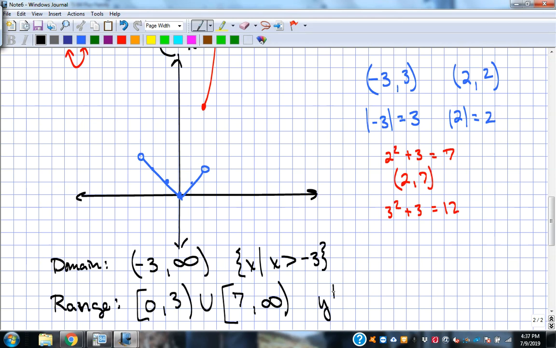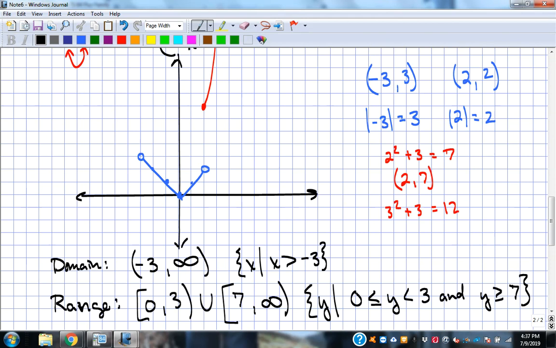Now the set notation for this is not quite as nice. Y is... or let's do this: 0 is less than or equal to y is less than 3, and y is greater than or equal to 7. That would be the set notation for that. Set notation is not quite as nice on that range because of the skipped spot.